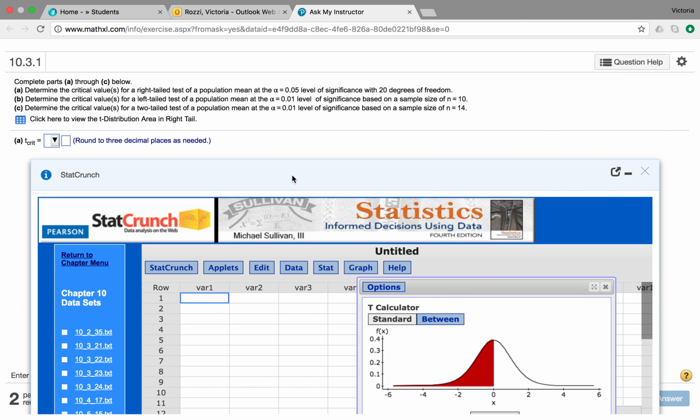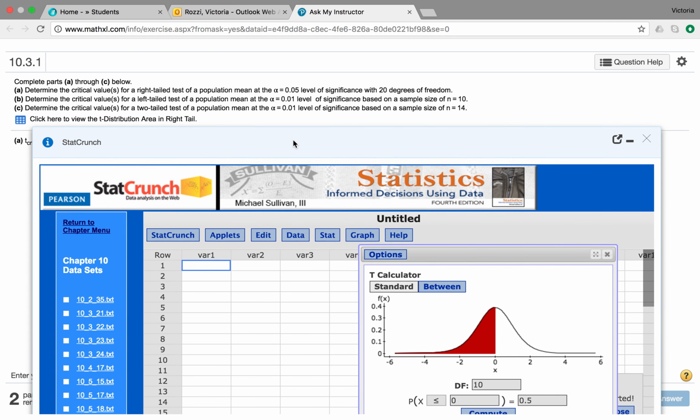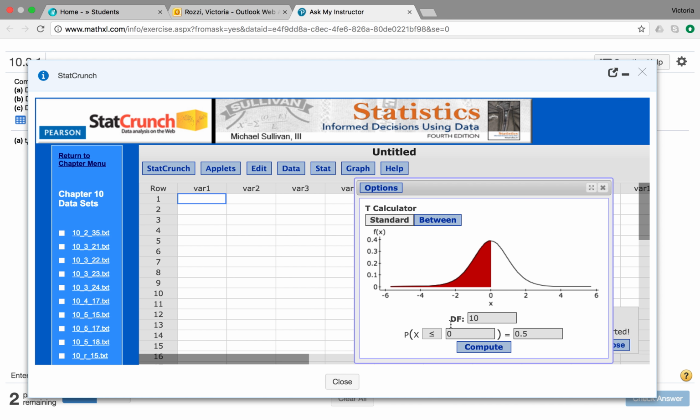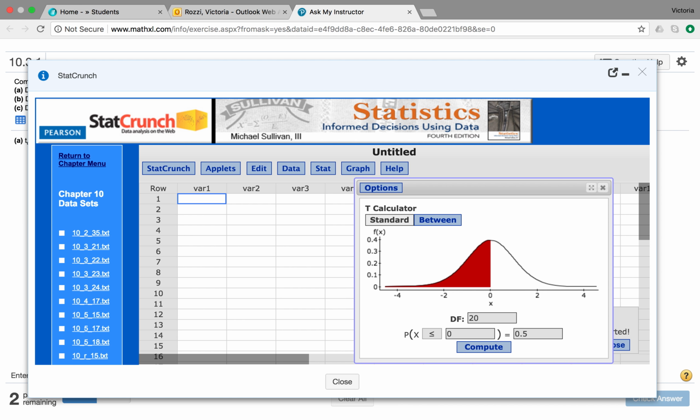On that first problem, you're finding the critical value for a right-tailed test of a population mean at the alpha equals 0.05 level of significance with 20 degrees of freedom. So the first thing I'm going to do is put that 20 degrees of freedom in there, that's the DF. So DF is going to be 20. Now the thing about your calculator is that it only does areas to the left. Now this is a right-tailed test.